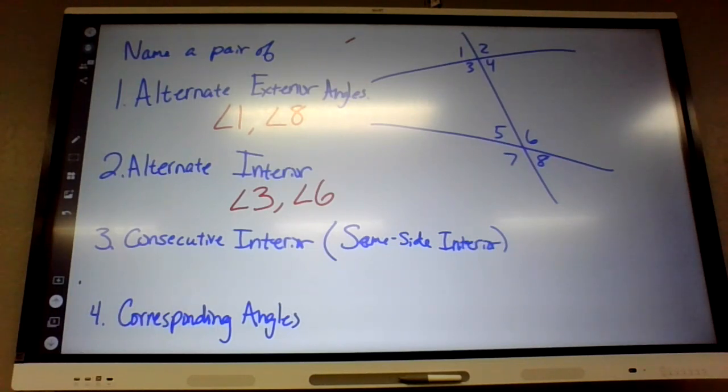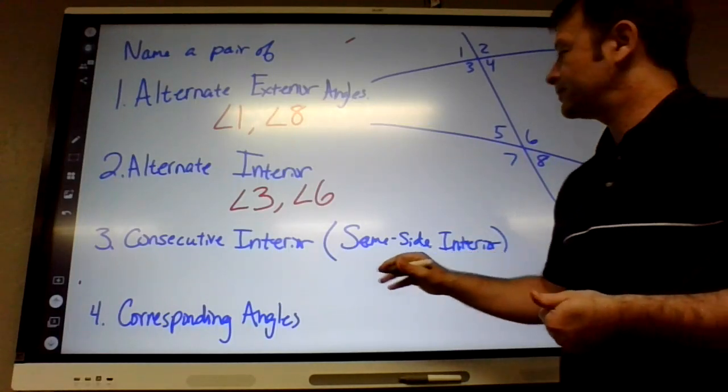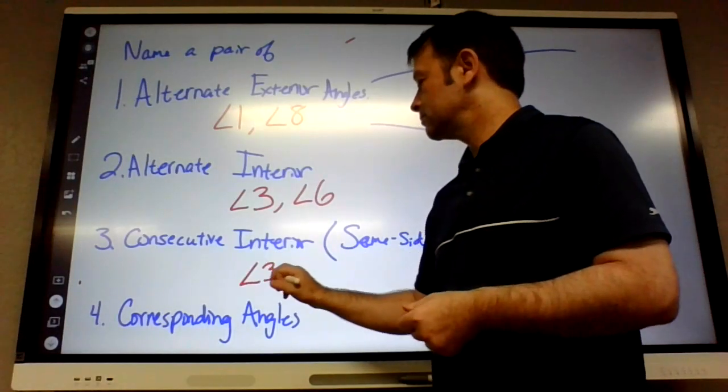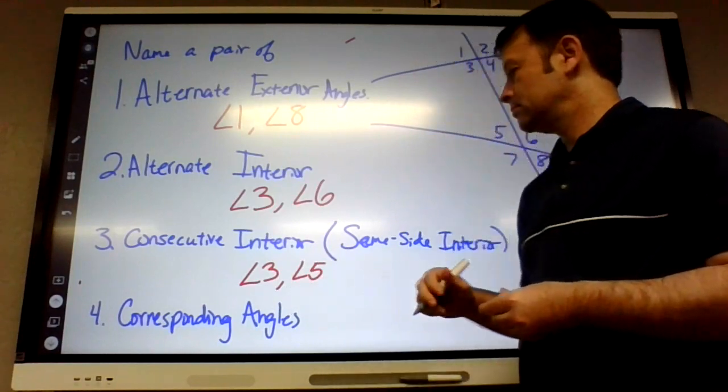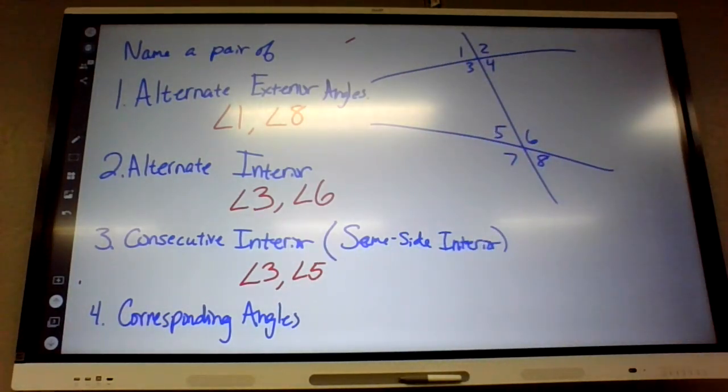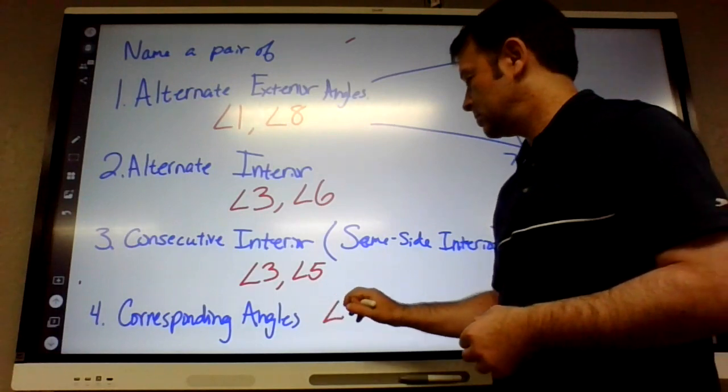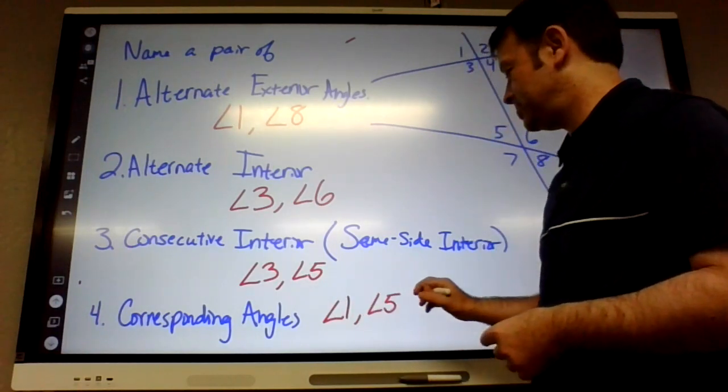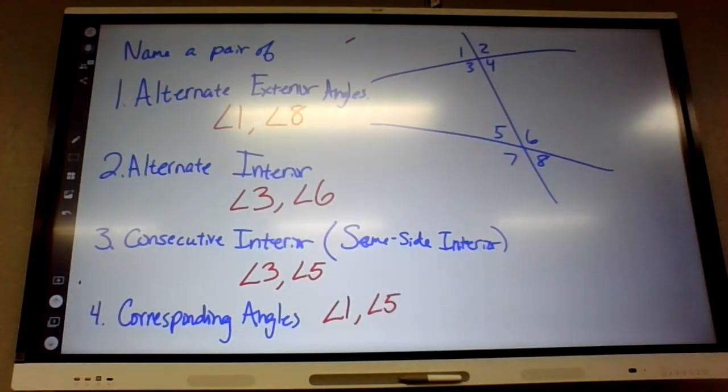Corey, consecutive interior or same side interior? 3 and 5, or 4 and 6. Corresponding angles? 1 and 5, 2 and 6, 3 and 7, 4 and 8. Those are all the options.